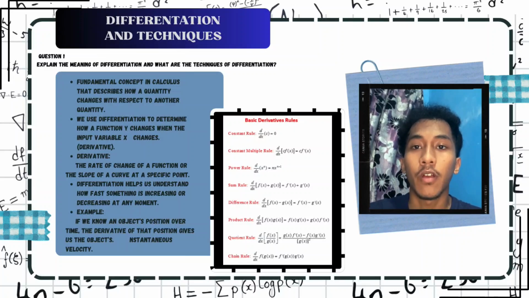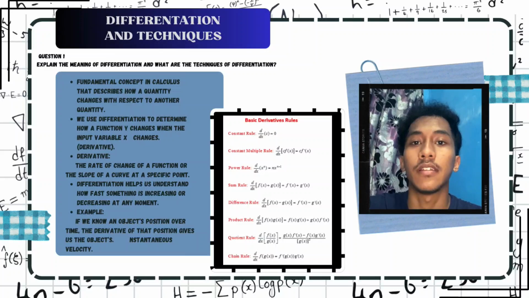2025111937. Now I want to explain about differentiation, a fundamental concept in calculus that describes how a quantity changes with respect to another quantity. In most cases, we use differentiation to determine how a function y changes when the input variable x changes. The result of this process is called the derivative. The derivative tells us the rate of change of a function or the slope of a curve at a specific point. In simple terms, differentiation helps us understand how fast something is increasing or decreasing at any moment.